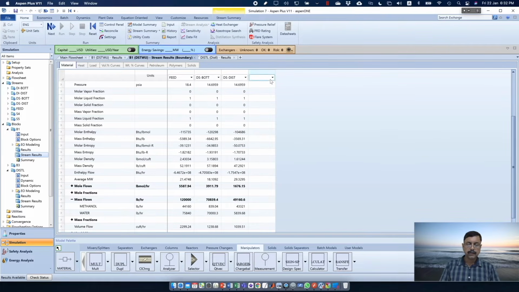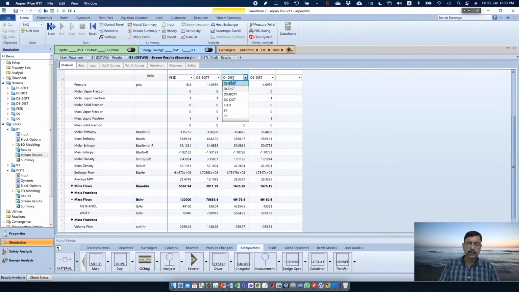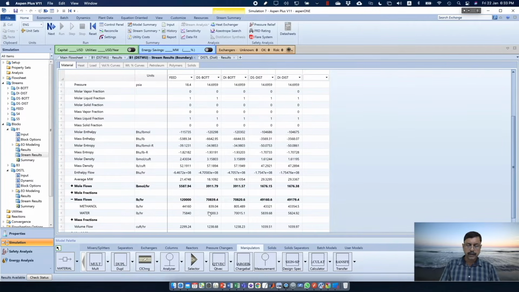So let us write here DS dist. In place of DS dist, we'll write DI bot over here. So the bottom product of DSTW block and DISTL block, they are written side by side. The same arrangement can be done for distillate also, so that we can compare it better. Here again we see there's slight difference between the methanol production in the distillate. Using DISTL, the quantity is slightly higher.